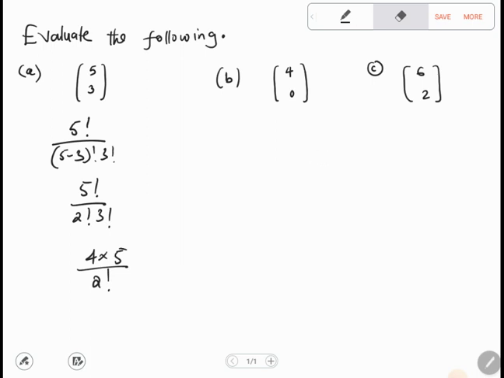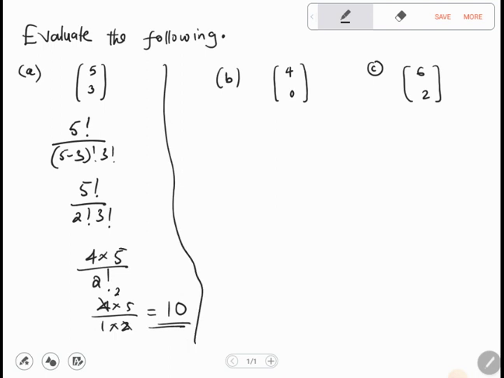All right. So we now evaluate the remaining. 2 factorial is just 2. So 2 goes there. So it's 4 times 5. 2 factorial is just 1 times 2. 2 there, 2 there is 2. So the answer is 10 here. Done.